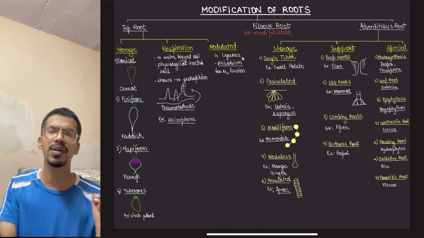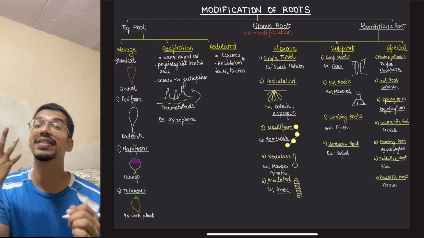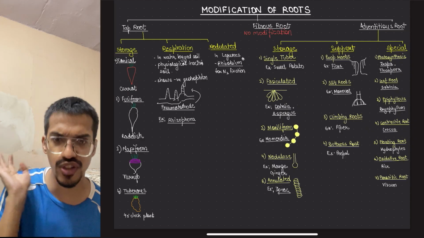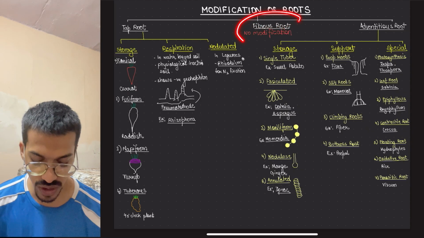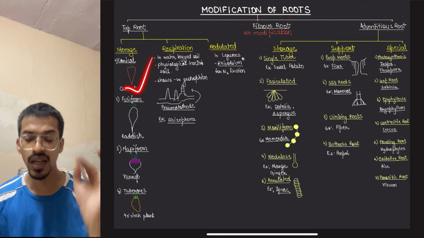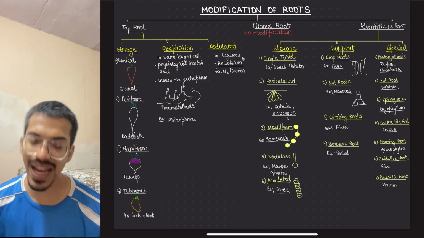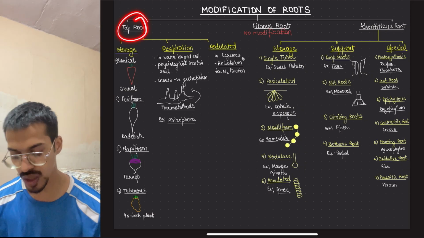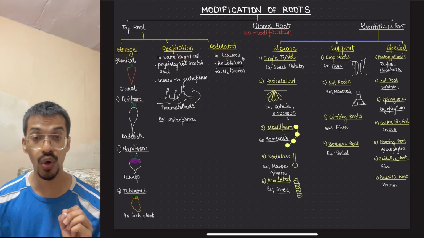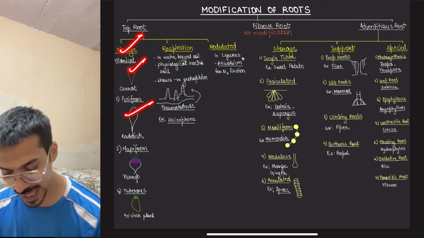The way people modify their car or their PC for gaming, roots also modify themselves for different functions. And fibrous roots: you have to remember that there is no modification seen in fibrous root plants. Most of the modifications are of taproot and adventitious root. So taproots could be modified for storage, respiration, and nodulation. For storage, we have 4 options.